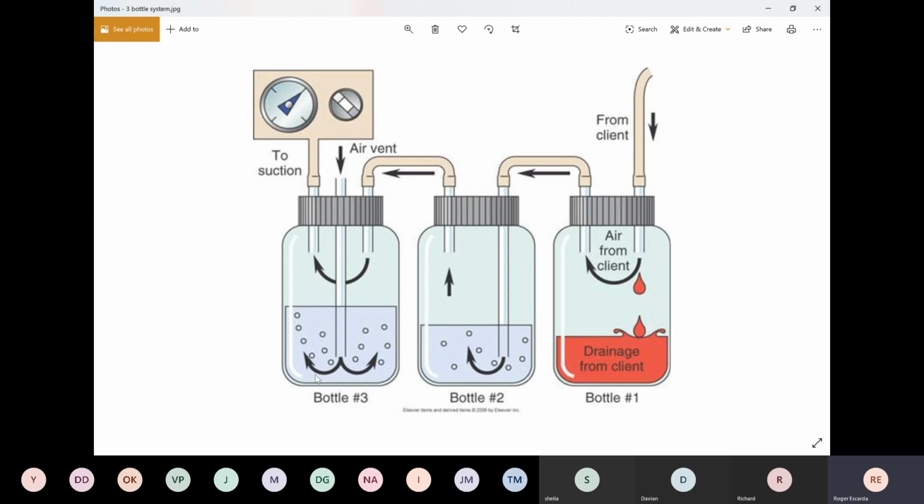So it's really the third bottle that determines how much suction is there, not the wall suction. The wall suction can even be put up to 200, whatever your suction can do. Use the maximum. However, the suction applied to the patient is only as high as the height of the water in the third bottle. Any question?